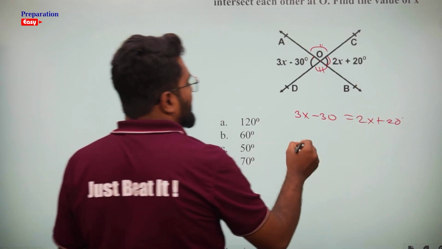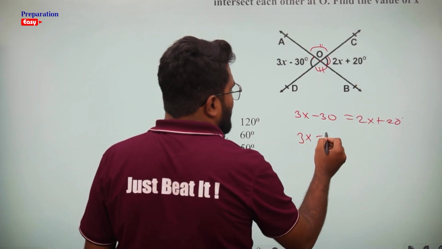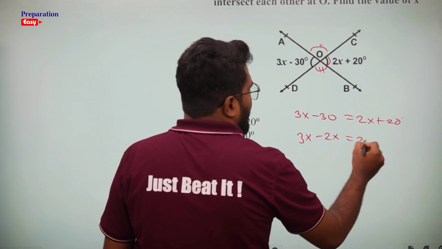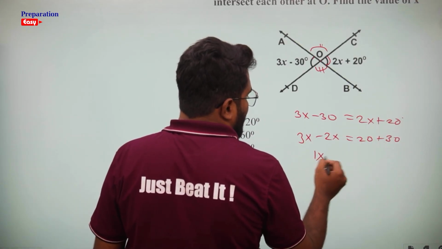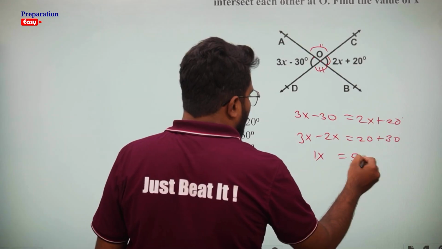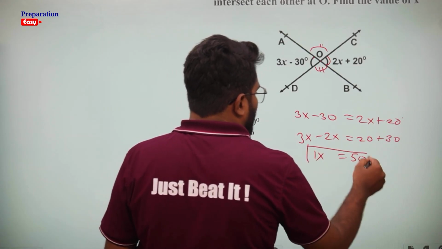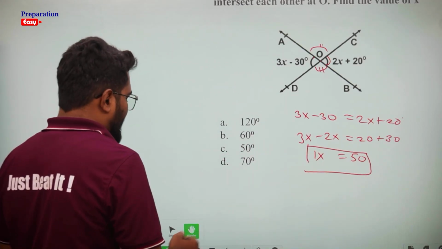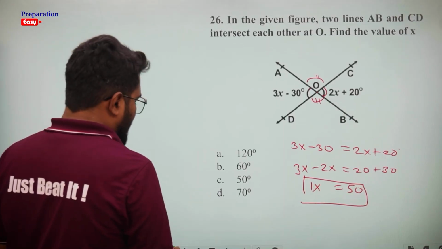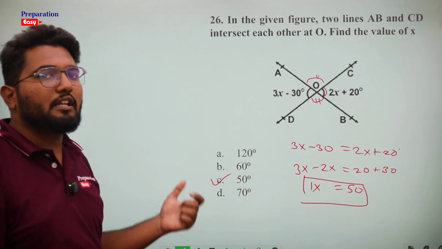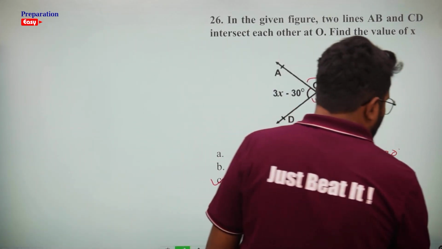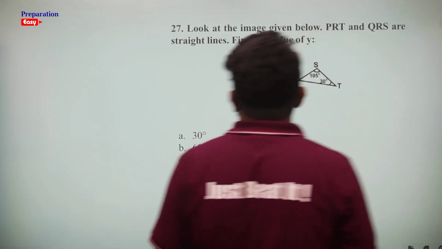So 3x minus 30 and 2x plus 20. 2x I will shift here. It will become 3x minus 2x equals to 20 plus 30. So 3x minus 2x will become 1x equals to 50. Okay. So what is the value of x? The value of x will become 50. Option C will be our correct answer. Okay. Let's move towards next question, that is question number 27.